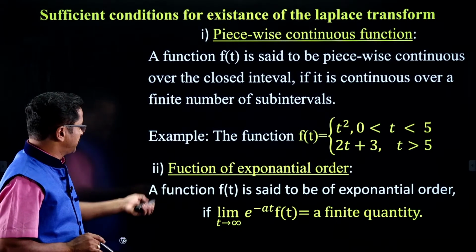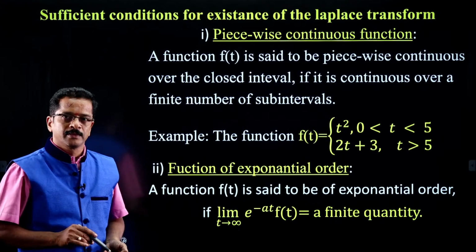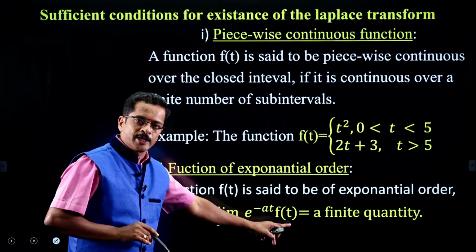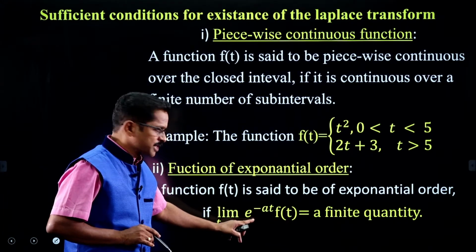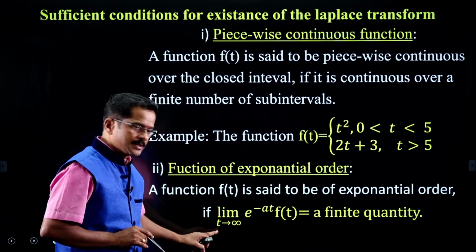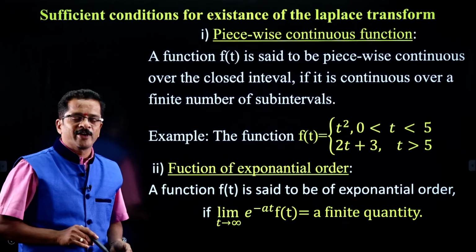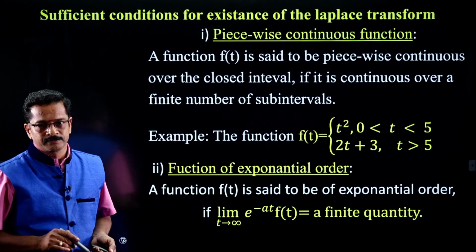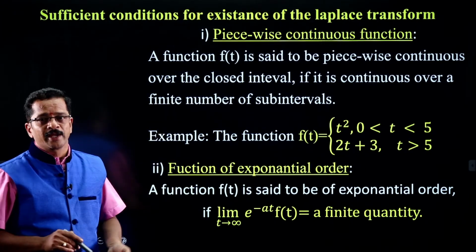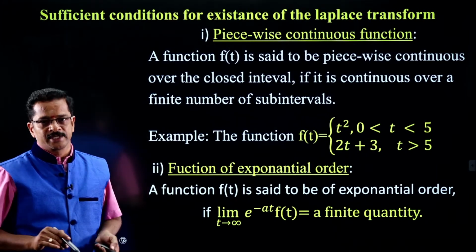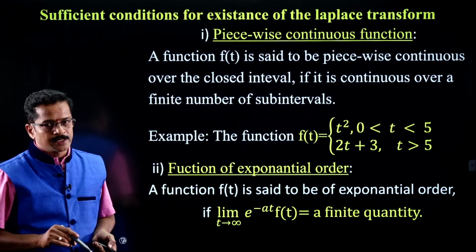And exponential order means a t-domain function whose limit with the exponential as t tends to infinity is a finite value is said to be a function of exponential order. If these two conditions are satisfied, then the Laplace transform by default exists, right?